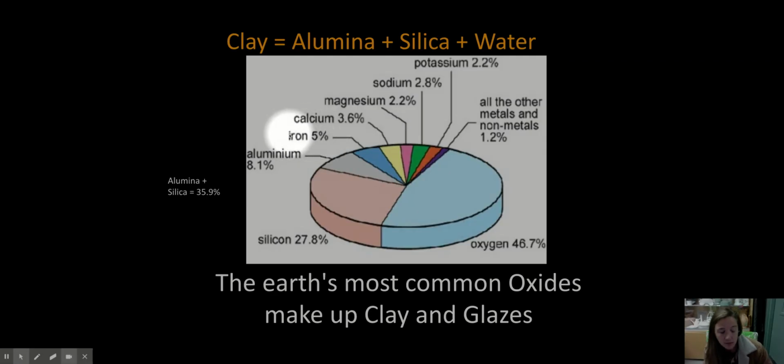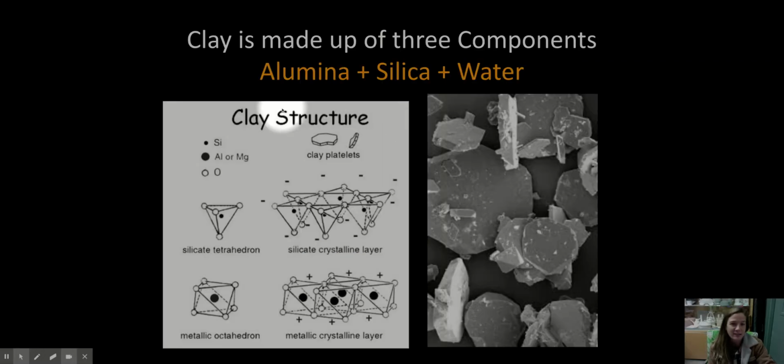Iron makes things dark red and brown. And then things like magnesium make glazes more opaque, like a white glaze, like the kind you would see on a sink or a toilet. Anyways, we're not going to get too in depth, but anywho, it's exciting.